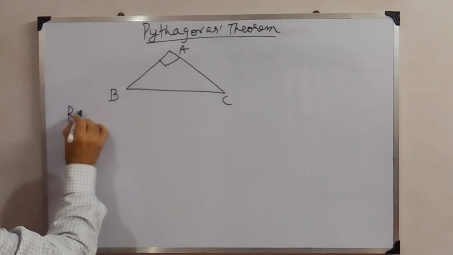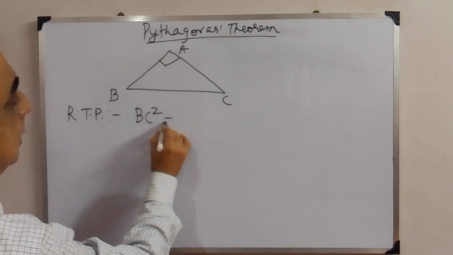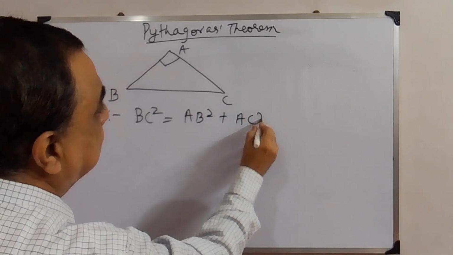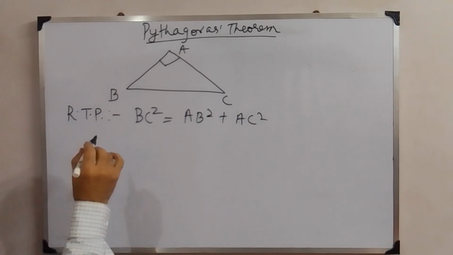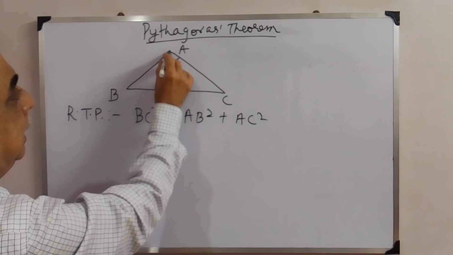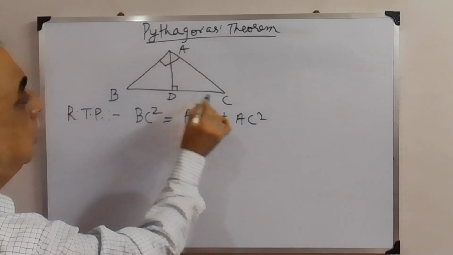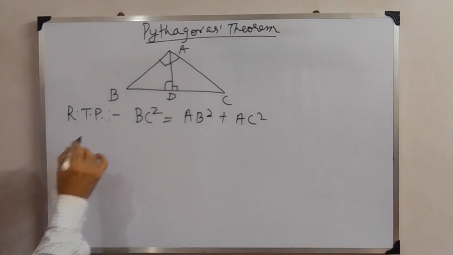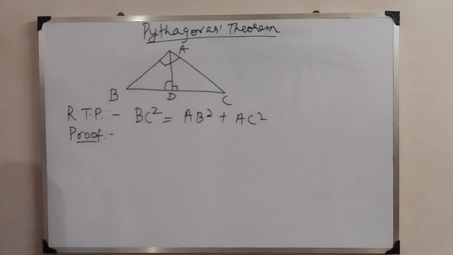What we are required to prove here is that BC squared is equal to AB squared plus AC squared. That is, the square of the hypotenuse is equal to the sum of the squares of the other two sides. For this, a construction is required. The construction is: from A, you drop a perpendicular AD on BC. That is the construction. Now we will prove the theorem.